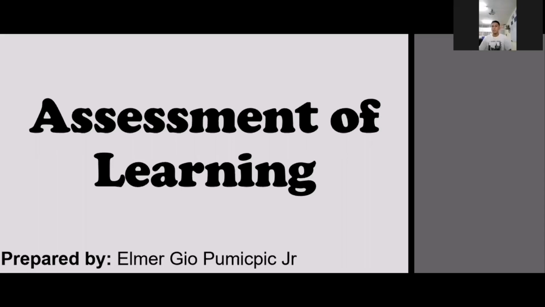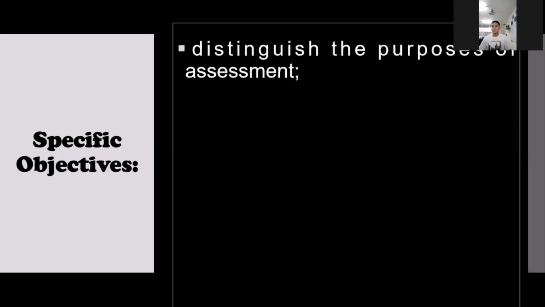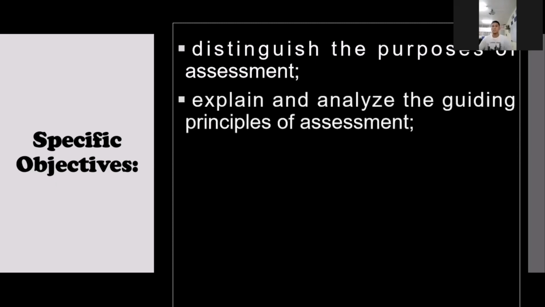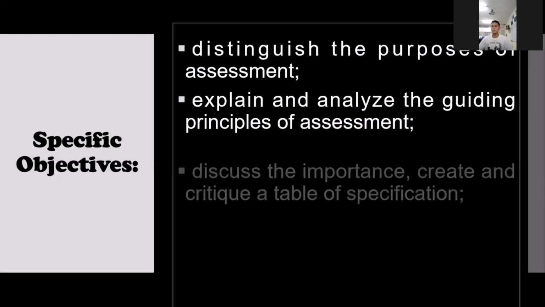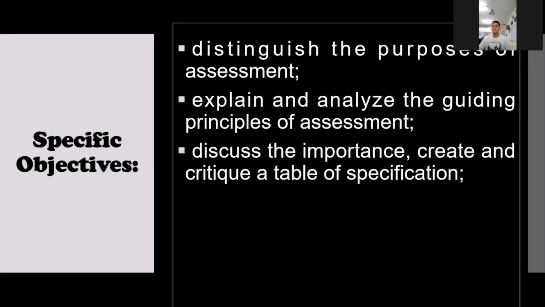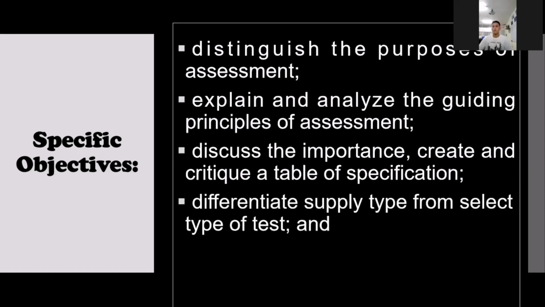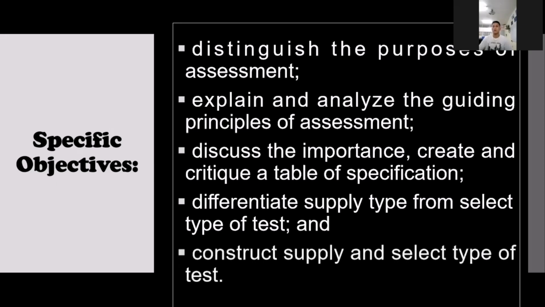This time I'll be reporting assessment of learning as our assigned topic. So here are the specific objectives. First, distinguish the purposes of assessment. Second, explain and analyze guiding principles of assessment. Discuss the importance, create and critique a table of specification. Differentiate supply type from select type test, and the last objective is to construct supply and select type of test.